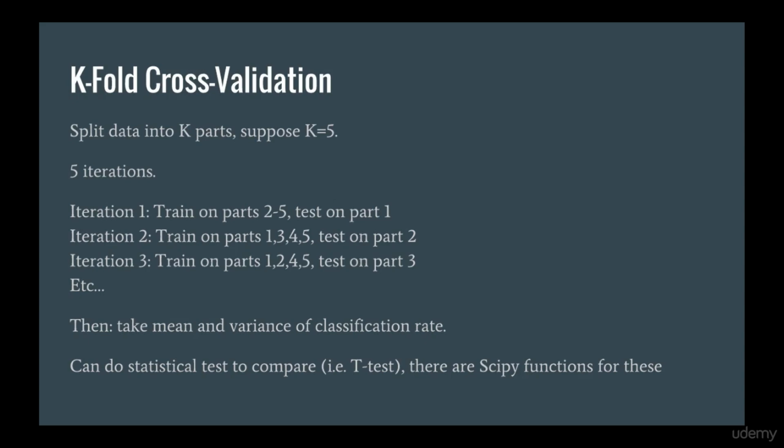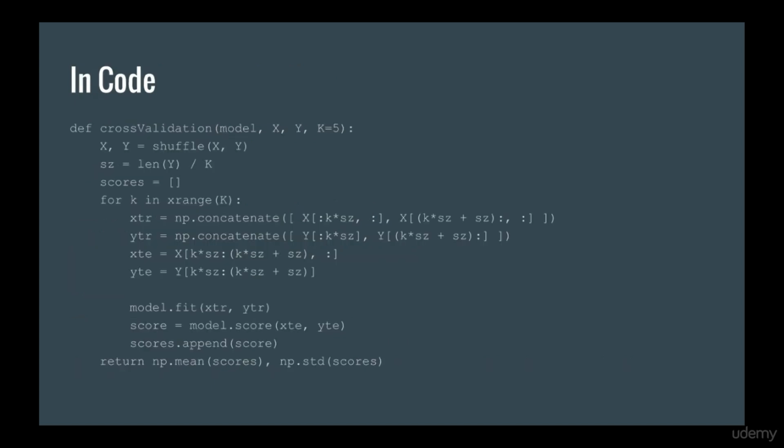You can also use statistical tests like the t-test to compare two models to determine if one is statistically better than the other. This is just a function in SciPy. You don't strictly need to do this, but you may want to if you're statistically inclined. This course was not meant to teach you statistics, so if you're interested in that, you'd want to take a statistics class. So this is what cross-validation might look like in code if you wanted to try implementing it yourself.